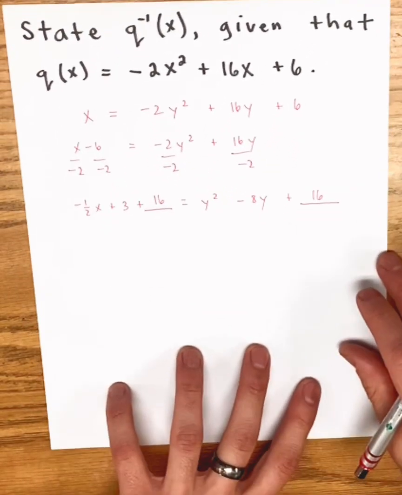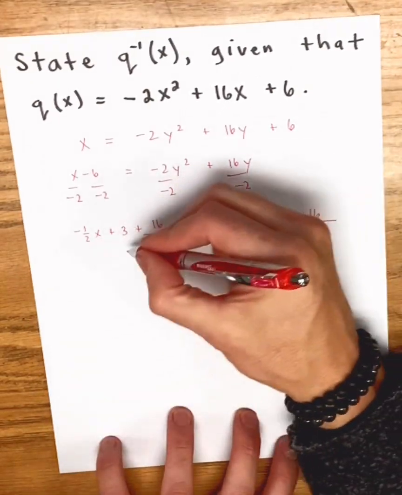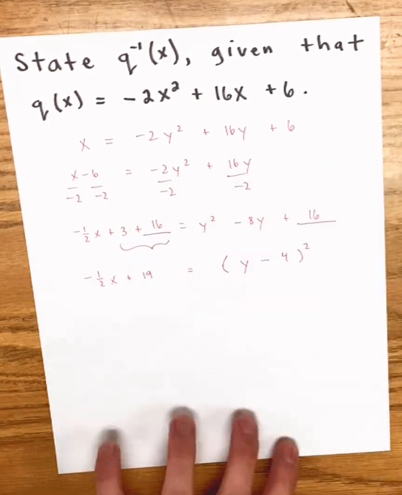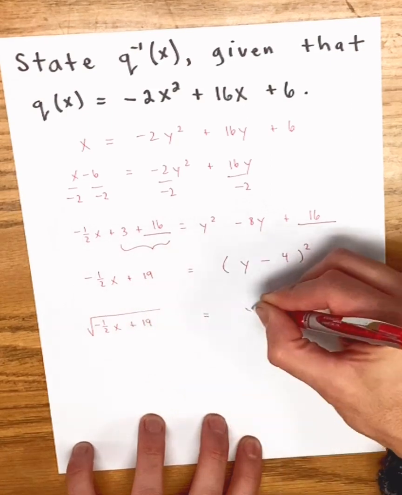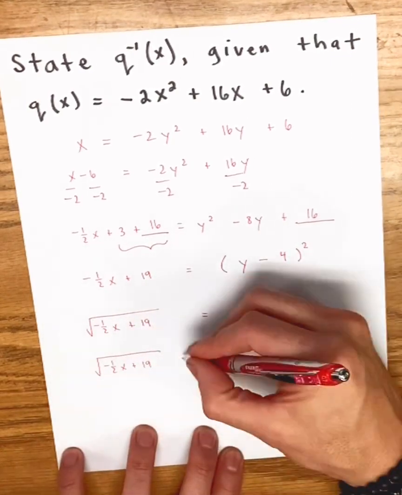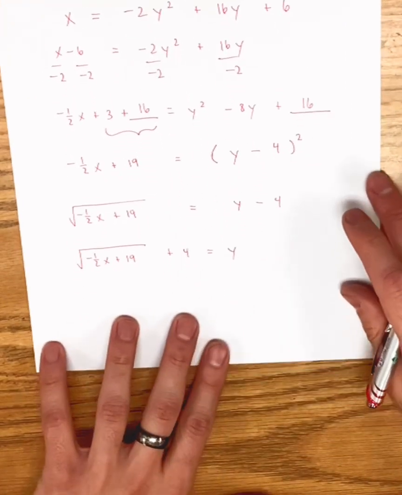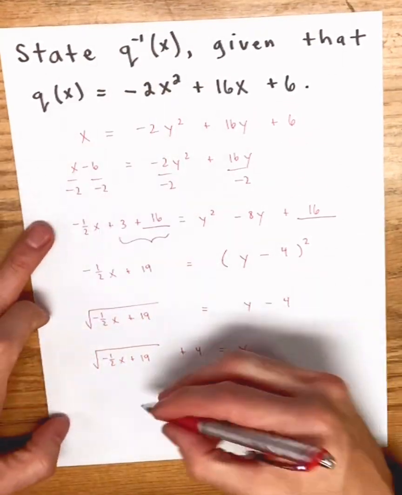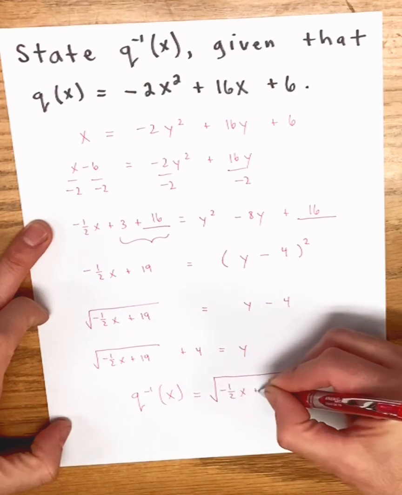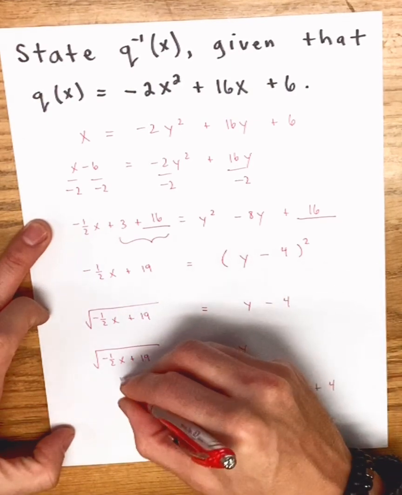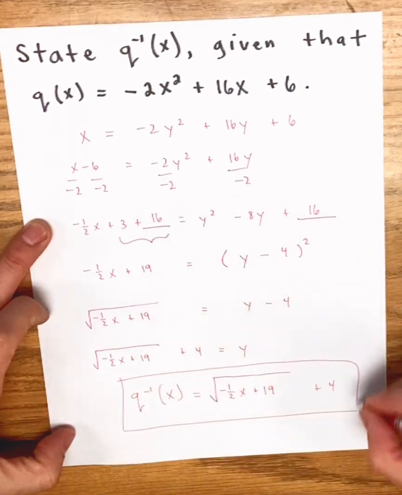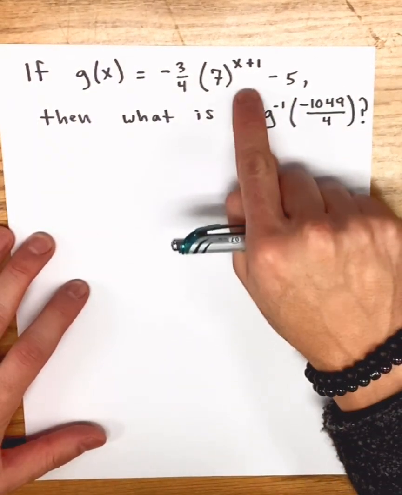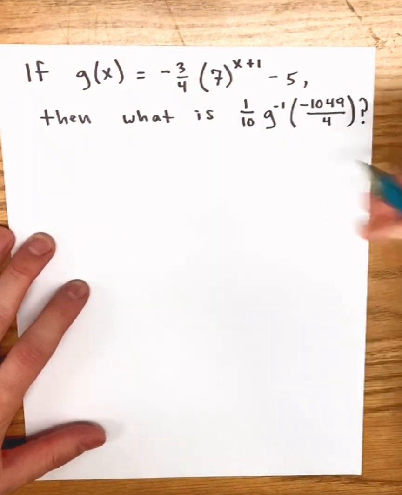Okay, so let's keep going here. And then call this what it should be called. This should be called Q inverse. So they want us to find this amount here. I'm going to save the 1/10 for the end for now.